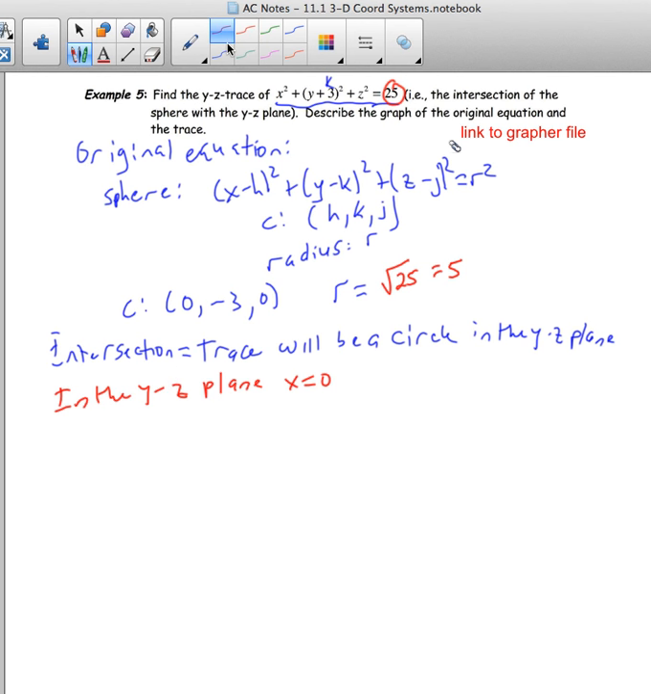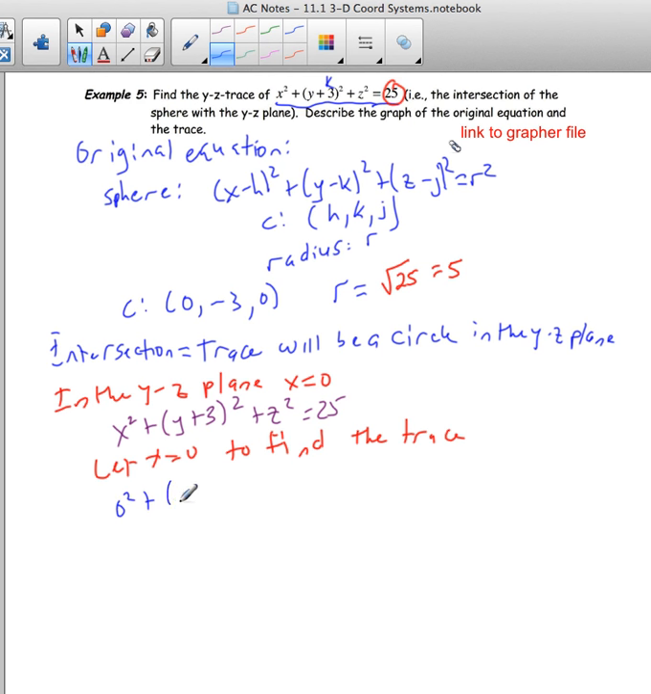So I'm going to write the equation down. We've got x squared plus (y plus 3) squared plus z squared equals 25. And we are going to let x equals 0 to find the trace. So with x equal to 0, I'm going to have 0 squared plus (y plus 3) squared plus z squared equals 25. Or we don't need to write that 0 squared. (y plus 3) squared plus z squared equals 25.